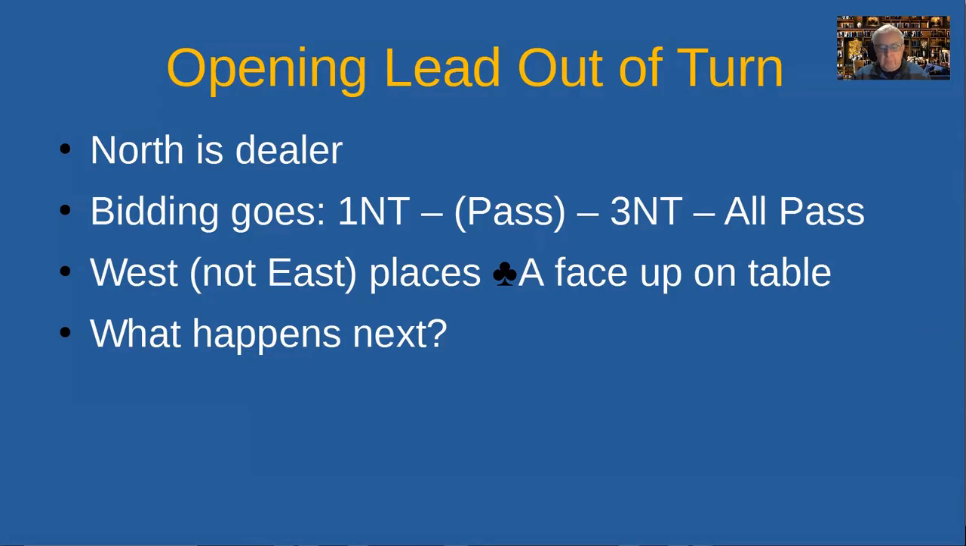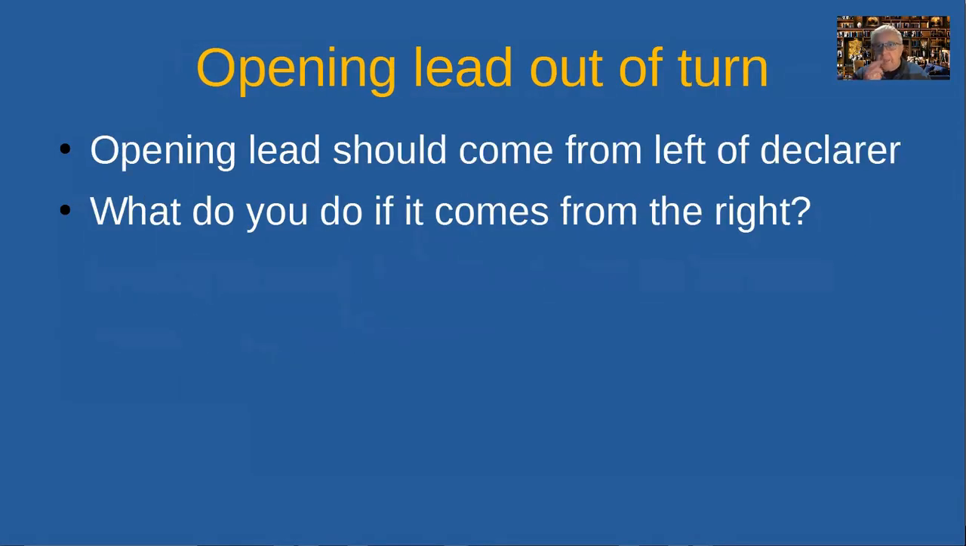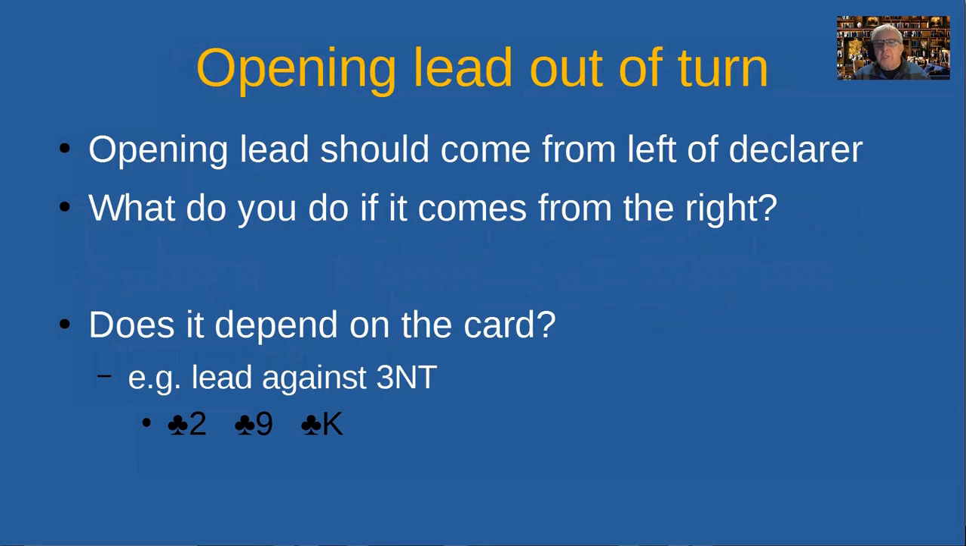Well, the problem here is that it should have come from the left of the declarer, but what do you do if it comes from the right? And is your decision going to vary according to what the card is that's led? You see, if you've got the 2 of clubs led against 3 no trumps, most people would decide that that's the 4th highest of only 4 cards in clubs, and it has at least 1 honor at the top of it.